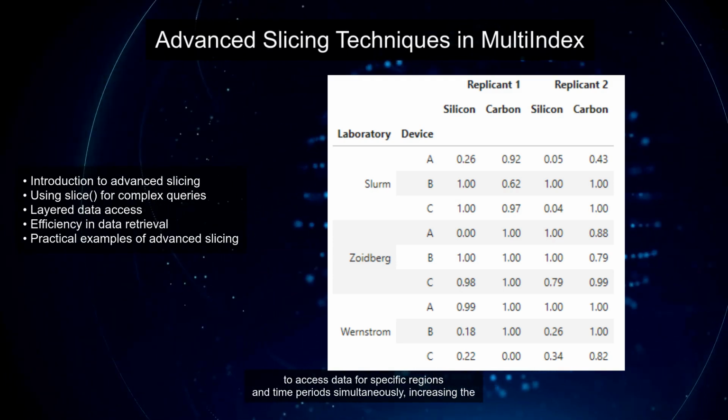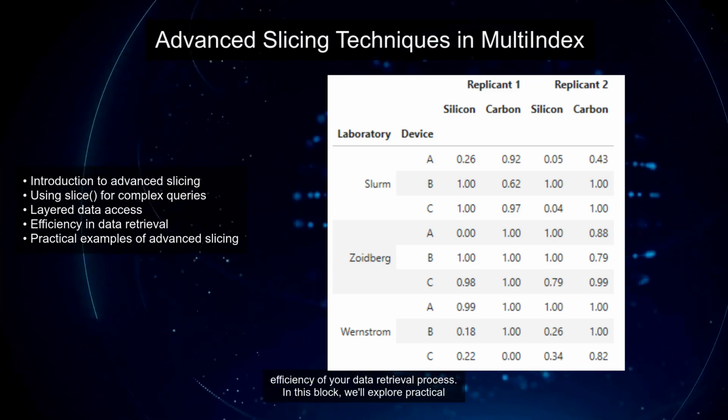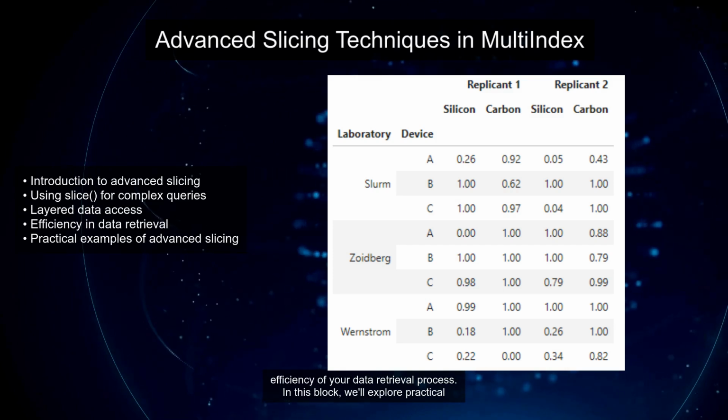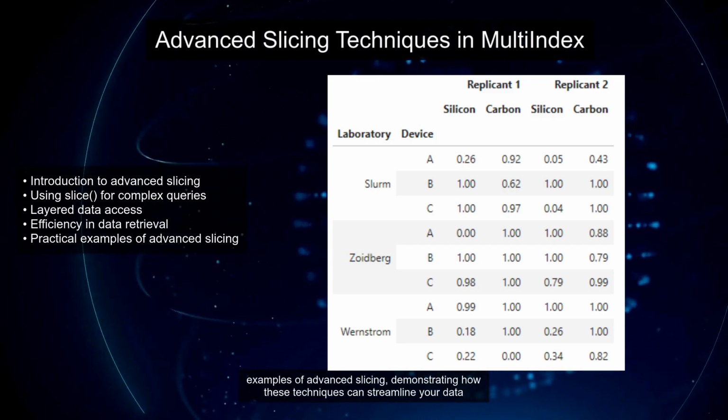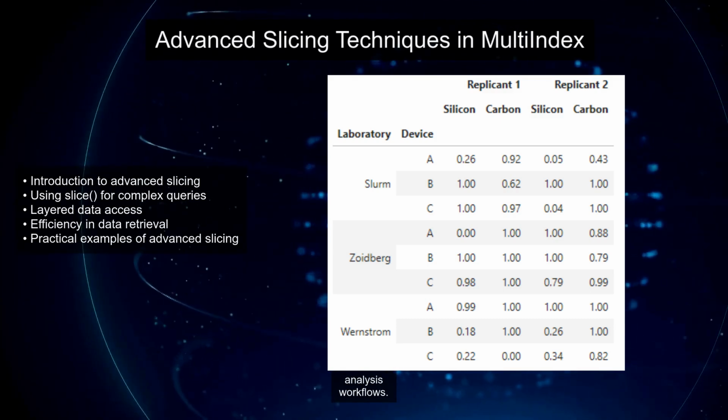For example, you can use advanced slicing to access data for specific regions and time periods simultaneously, increasing the efficiency of your data retrieval process. In this block, we'll explore practical examples of advanced slicing, demonstrating how these techniques can streamline your data analysis workflows.